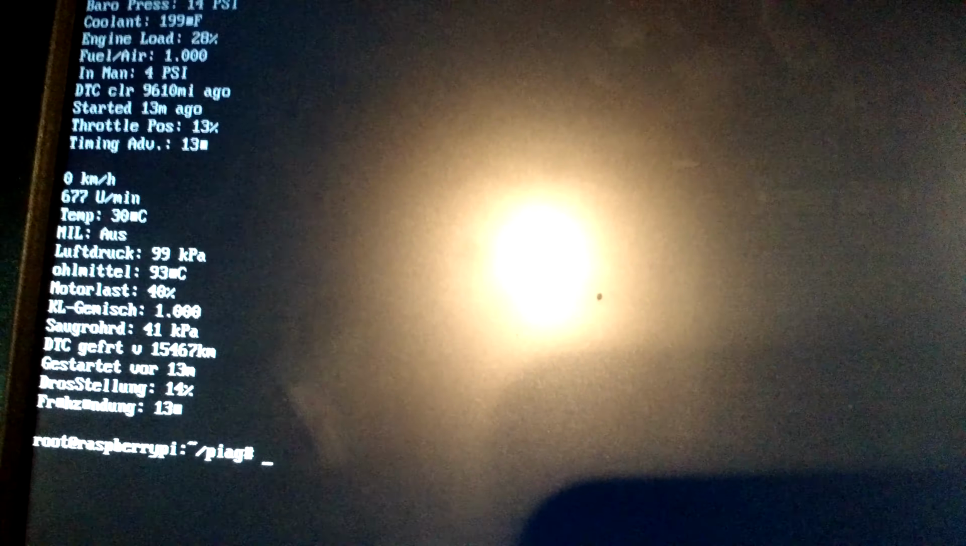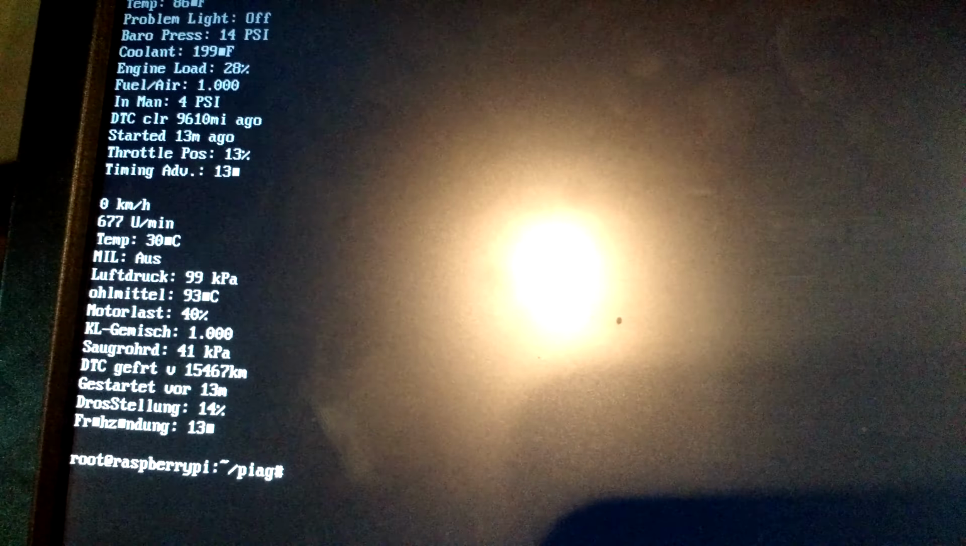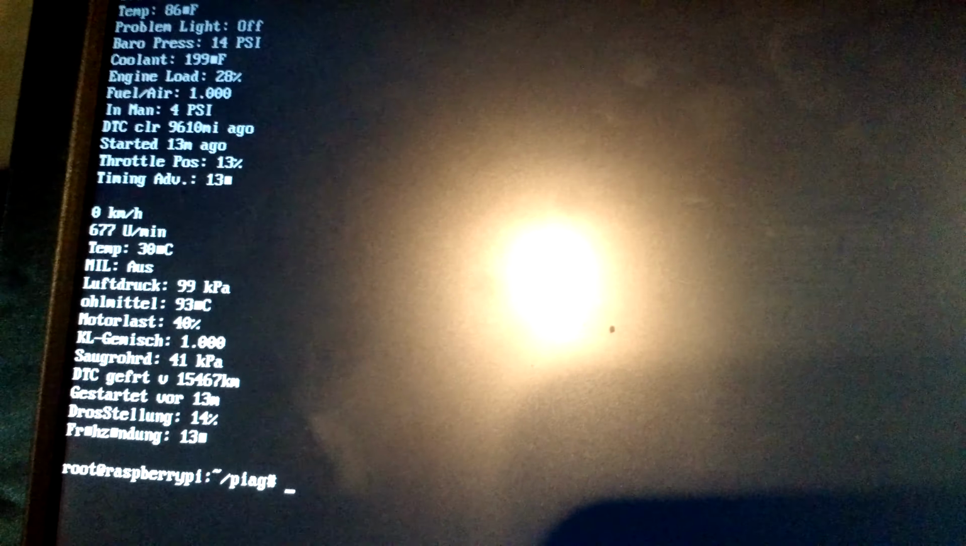The miles I've gone since the DTC codes were cleared, more or less the miles I've gone since my last oil change, is 9,600. So it means I'm getting close to needing an oil change. That's good information to know. See, I started the car 13 minutes ago. Throttle position is 13%, which is about right for letting the engine idle. And there's a 13-degree timing advance on the first cylinder, which sounds about right.